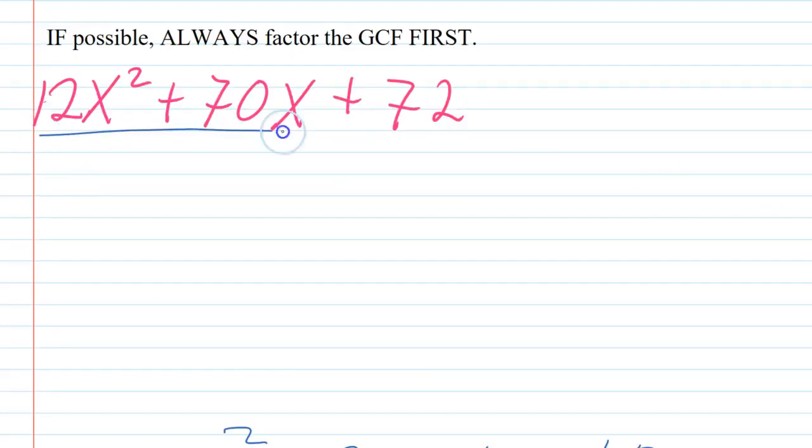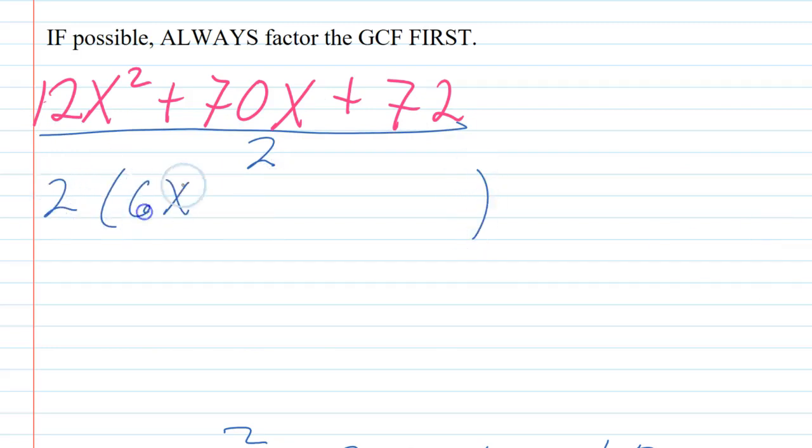Here I have a greatest common factor of 2, so I can take that out and put it in front, and that leaves me with 6x squared plus 35x plus 36. Now I need the factors of 6. We know they're 1 and 6 and 2 and 3. And the factors of 36. There's lots of factors of 36.